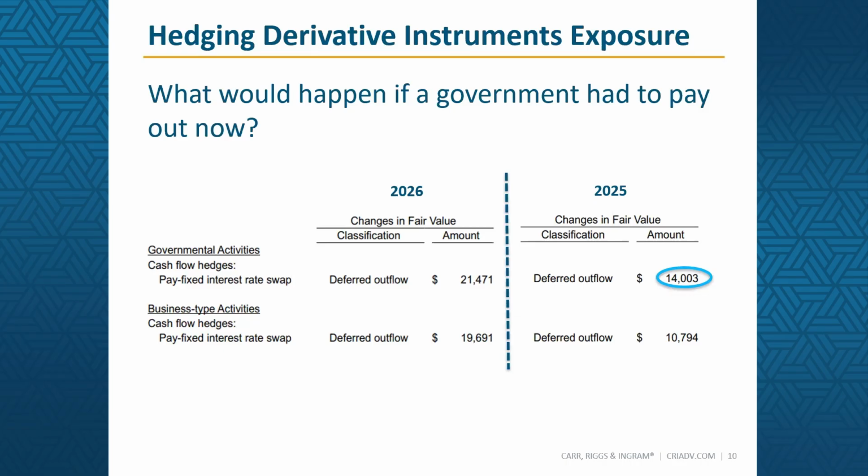Looking at the same derivative instrument in 2026, the deferred outflow has grown more than 50% to over $21 million. In other words, the potential payout the government faces is even greater in 2025. That is potentially valuable information to someone examining the government's financial health going forward.